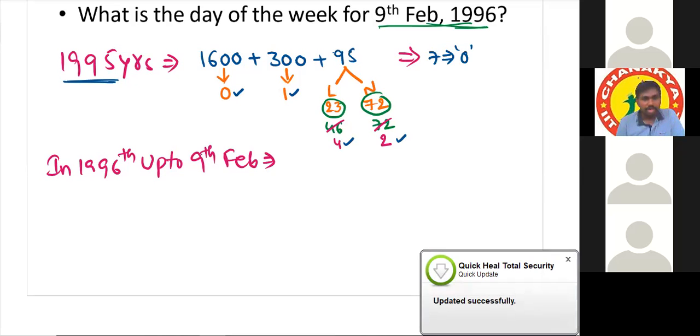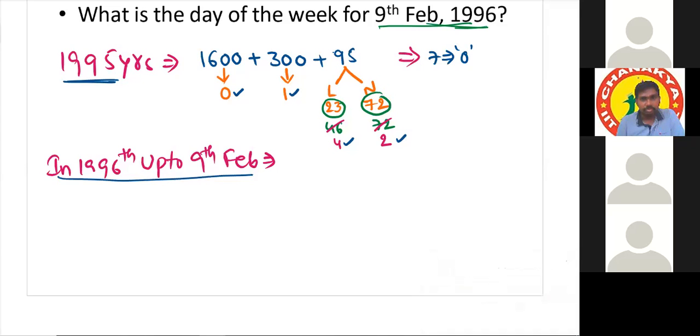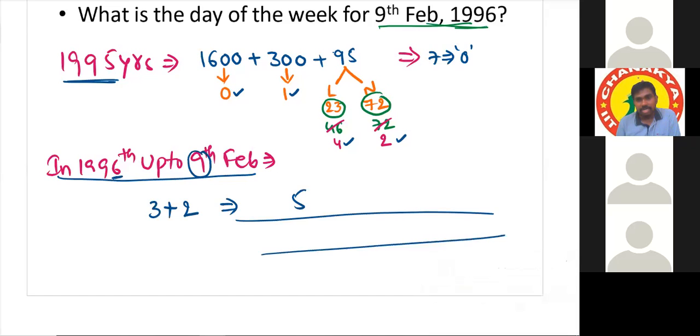No, not completed yet. What about this duration? Up to 9th February we have to calculate. January, how many odd days? 3. February? If it is the full February, we'll say 1, but here up to 9th February, that's why 2. So it will be 3 plus 2, it is 5. Overall, how many odd days are there? 0 plus 5, so 5 odd days.